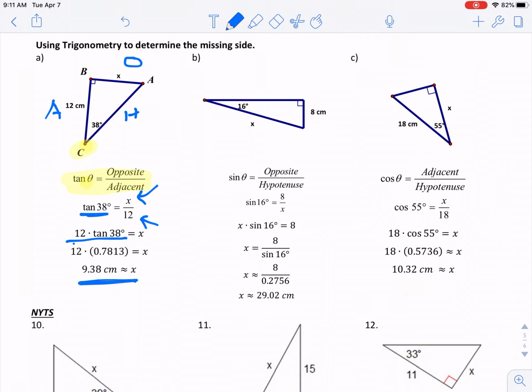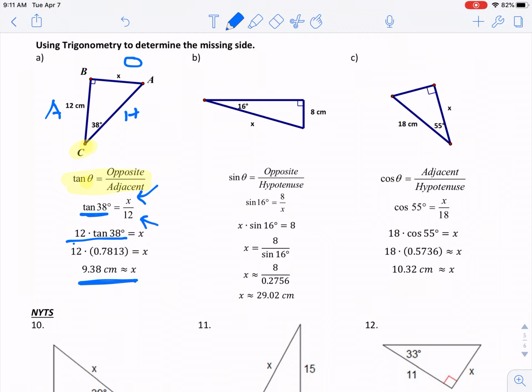All right, I am going to look through the next one. All right, notice opposite, hypotenuse, and adjacent. So we're using sine. Key thing to notice on this setup: since we don't know the hypotenuse, the variable's in the denominator. So when we multiply, we don't multiply by 8 or divide by 8. We multiply by x on both sides.